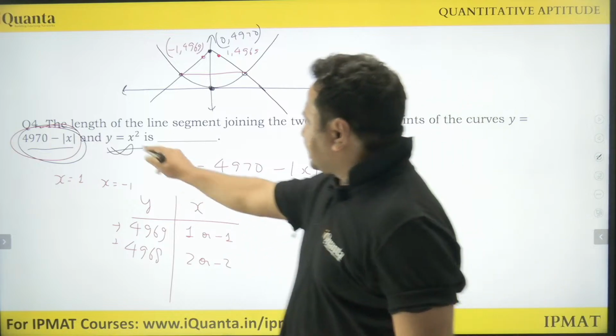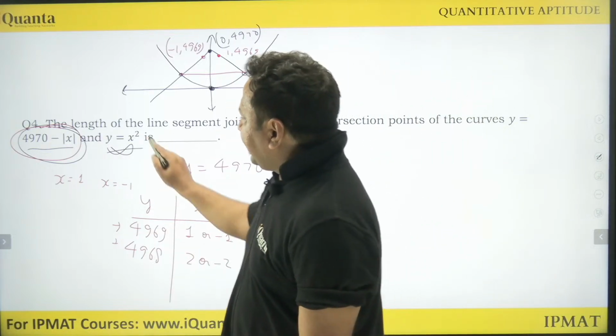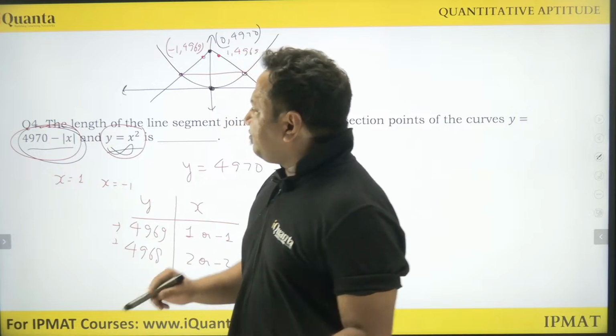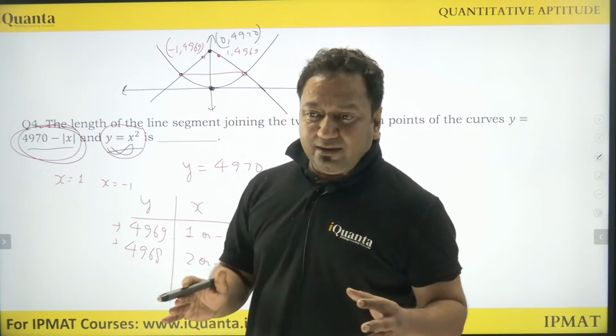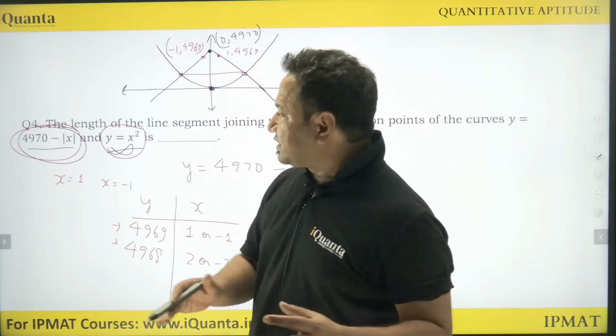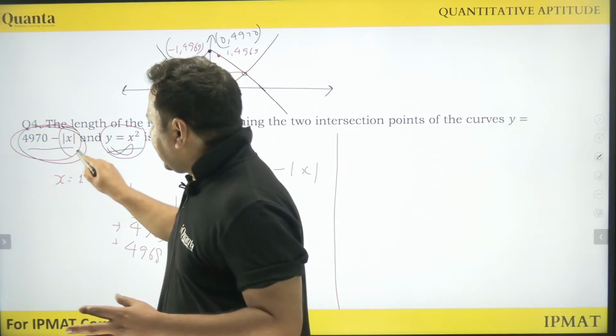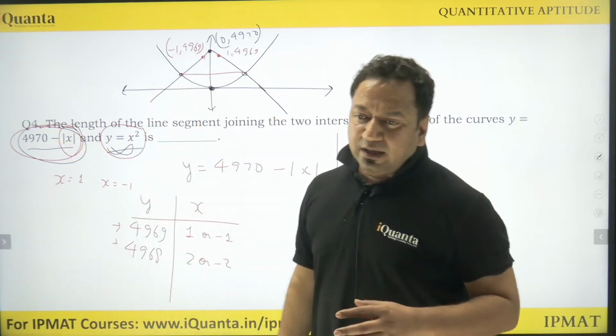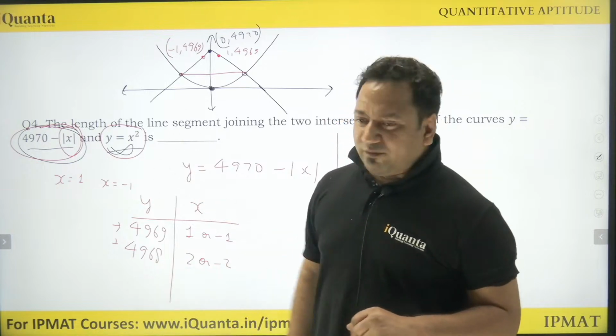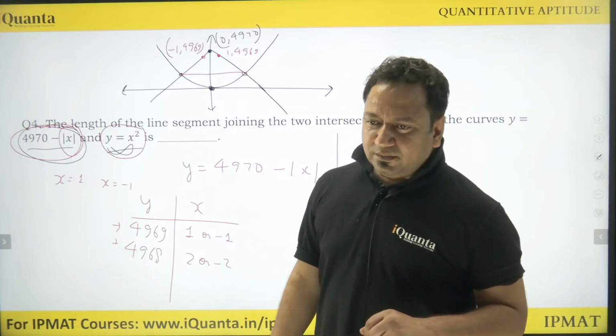If I look at this, y is equal to x square. So if I'm able to find a perfect square by putting something as x over here, then my problem will be solved. All right.